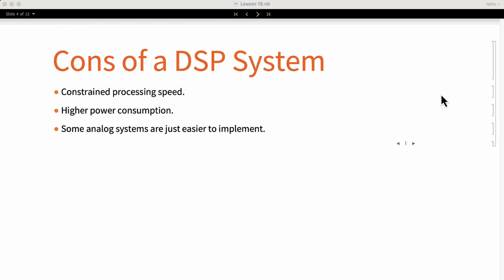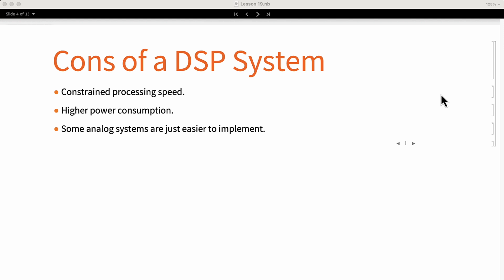If DSP systems are so good, why are we learning the old analog electronics? Well, the DSP systems also have their limitations. First, the performance of a DSP system is constrained by the speed of the processor. A modest DSP system can process signals up to a few kilohertz. Analog systems, on the other hand, are extremely fast. Some specialized op-amps can perform operations on signals in the range of megahertz or even gigahertz.